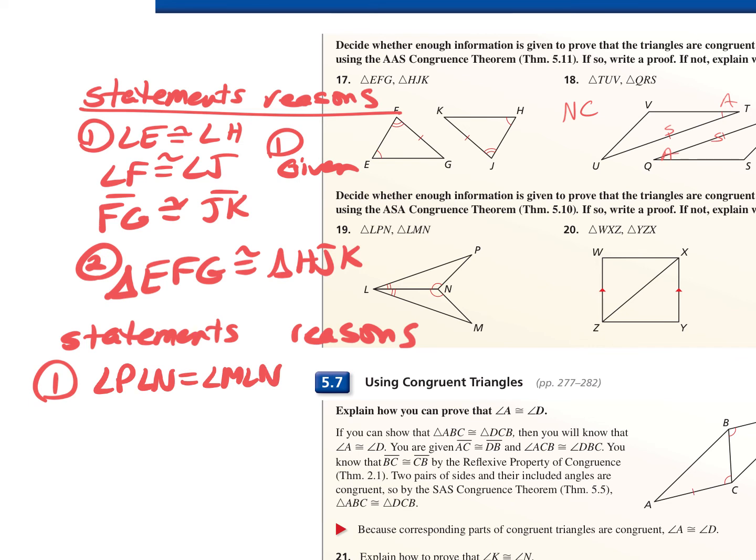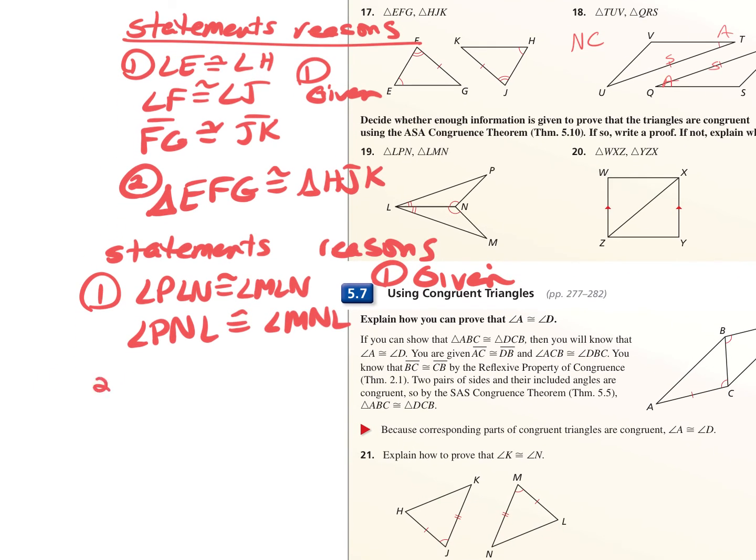And then I'm going to do the other one that's over there by the N, PNL. Notice N's the middle letter. And then MNL. And this is given. And then the next thing I'm going to add in is the reflexive. LN, or you can say NL, it doesn't matter, is congruent to itself. And this would be reflexive.